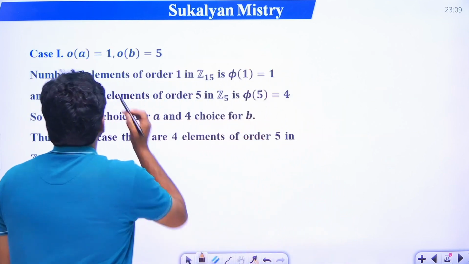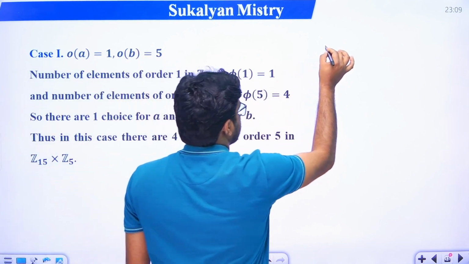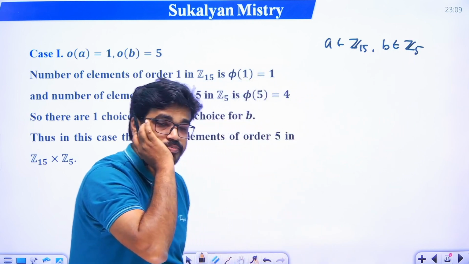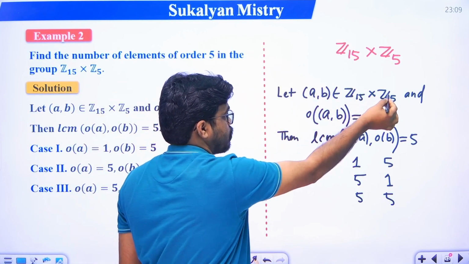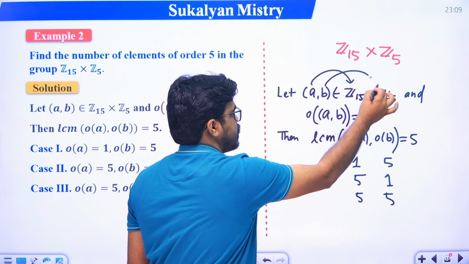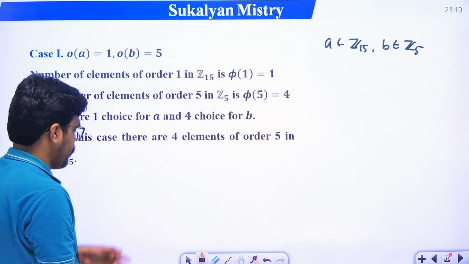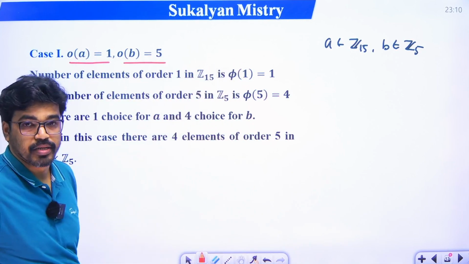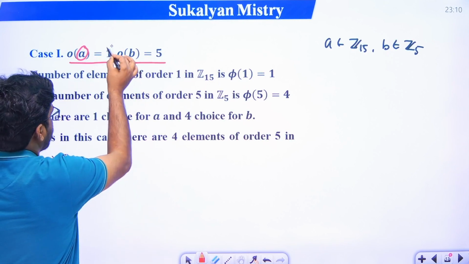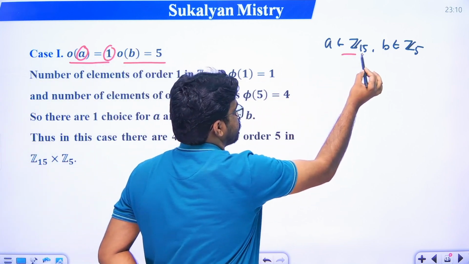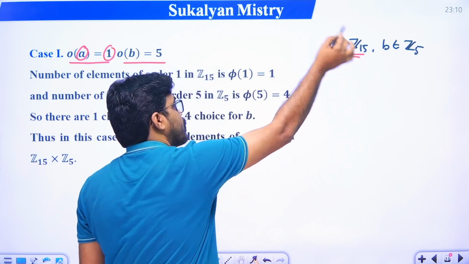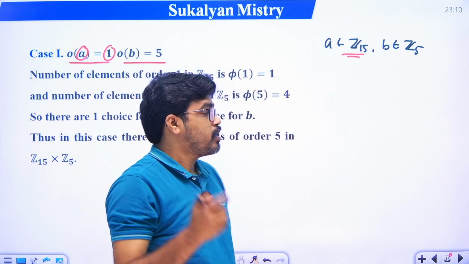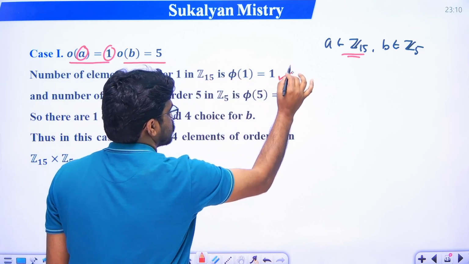So same problem. Order of a is 1, order of b is 5. So a belongs to Z15, b belongs to Z5, right? (a, b) belongs to Z15 cross Z5. That means a is an element of Z15, b is an element of Z5. Here order of a is 1, order of b is 5. So a belongs to Z15. The number of elements of order 1 in Z15: how many elements of order 1 will there be in Z15? See, Z15 is a cyclic group, what is its order? The order of Z15 is 15, and 1 divides 15. So the number of elements of order 1 in Z15 is 1.